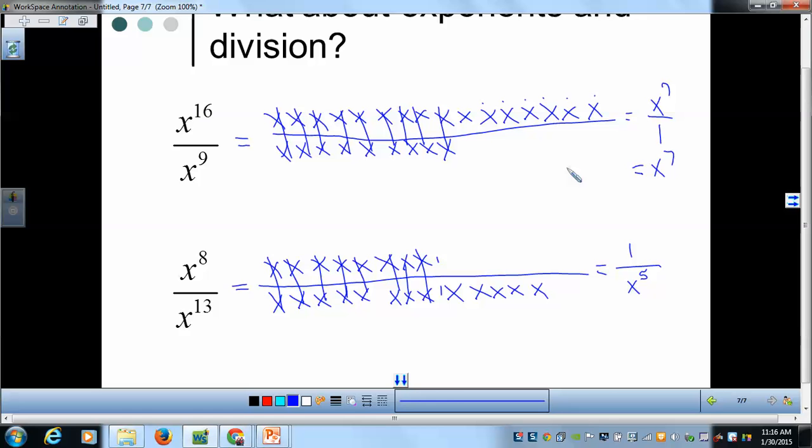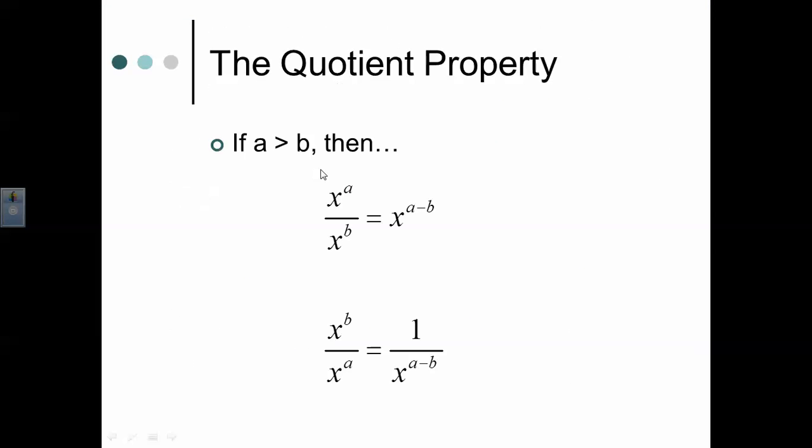As a shorthand way of remembering this, if a is greater than b, so the number in the numerator is greater than the denominator, my result will just be x to the a minus b. In that prior example, 16 minus 9 was 7, so I ended up with x to the 7th. If the base is greater in the denominator than the numerator, it's going to end up in the denominator, and it's still going to be a minus b. Like in that prior example, 13 minus 8, which was 5, so I ended up with 1 over x to the 5th power.